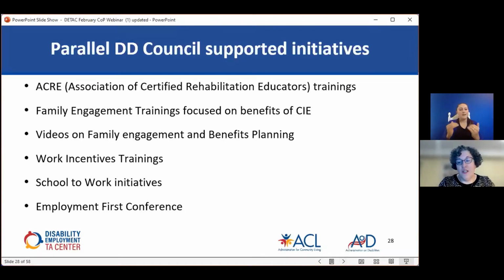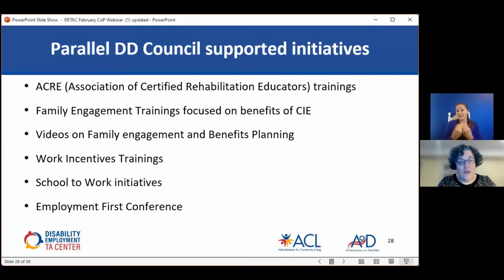In Michigan, during this transition, the DD Council continued to provide a variety of trainings for community mental health case managers, as well as supported employment providers. They provided Association of Certified Rehab Educators certification trainings in collaboration with the provider organization.